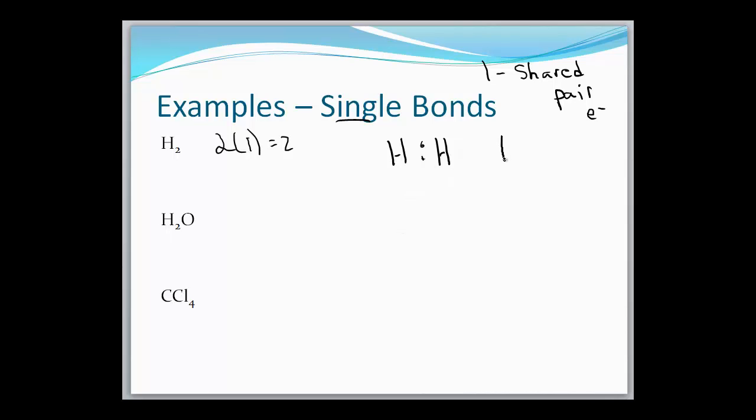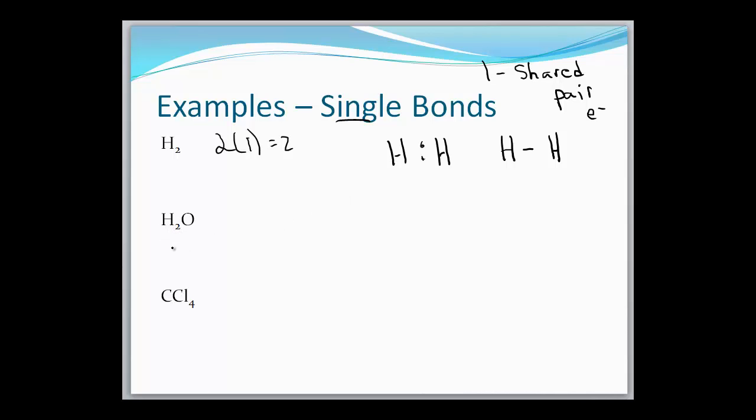Another way to draw this is write the hydrogen, a single line, and another hydrogen. That single line represents a shared pair of electrons. And you'll see when we do double bonds, we'll put two lines, or three bonds, we'll put three lines. Okay, let's take a look at the next one.